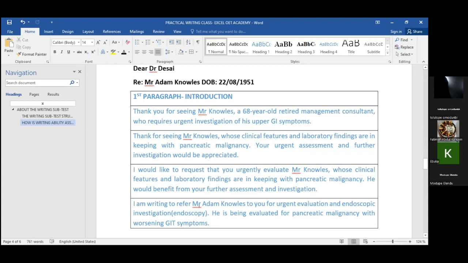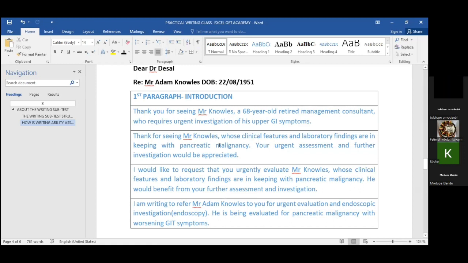Or I can use it the same way, bringing what I want the specialist, in this case the gastroenterologist, to do in the first sentence. So I said, I'm writing to refer Mr. Adam Knows to you for urgent evaluation and endoscopic investigation. Or I can say, I'm writing to refer Mr. Adam Knows, who is being evaluated for pancreatic malignancy. Any of them is correct. Whether you bring this one above or the one below, it doesn't matter. Now look at this other one, the second one. Thank you for seeing Mr. Knows, whose clinical features and laboratory findings are in keeping with pancreatic malignancy, meaning that I brought the diagnosis up, and then I brought what the gastroenterologist should do in the second sentence.